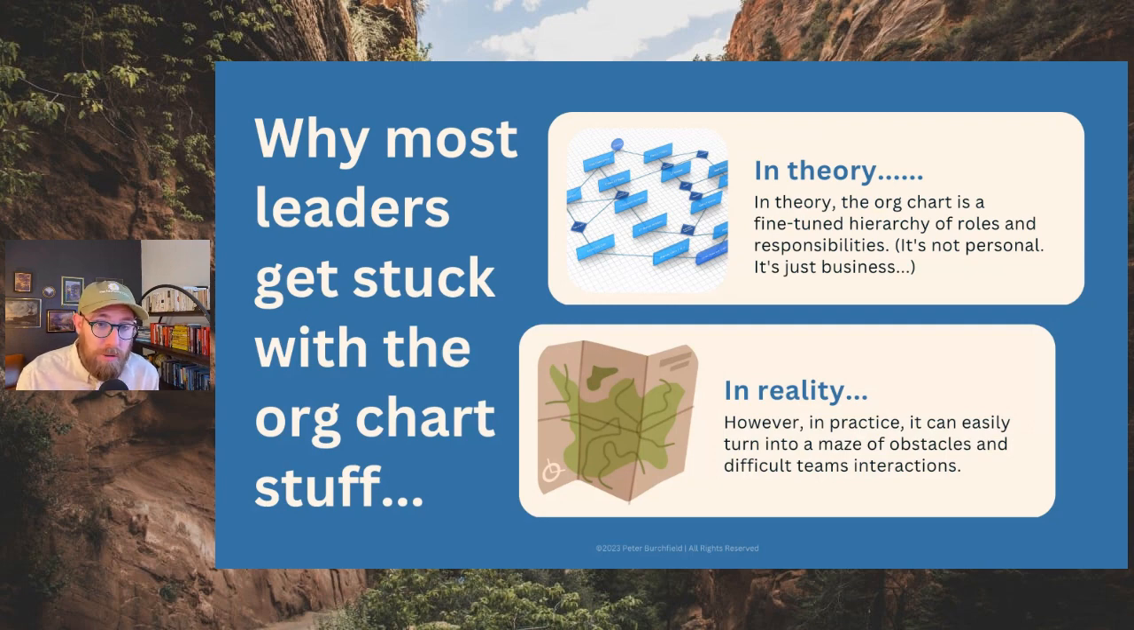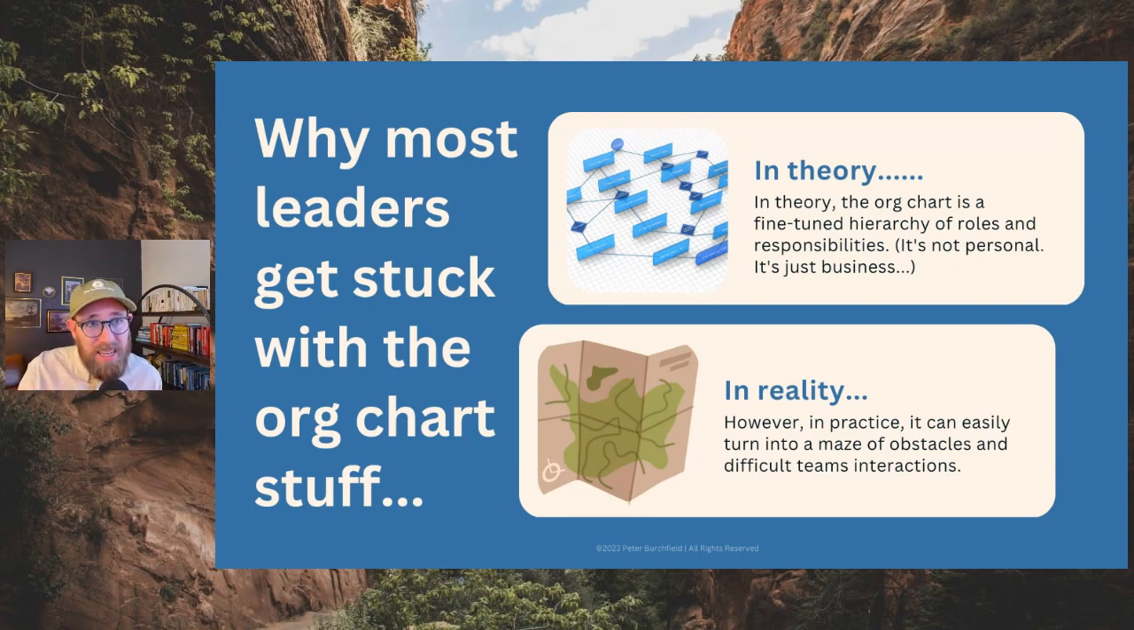And this is the coaching work that I do with a lot of the executive leaders. In theory, the org chart is supposed to be this very fine-tuned hierarchy of roles and responsibilities. And it's supposed to be perfect because we can just see it on paper. But the reality is the org chart is never perfect. It's always messy. It's always unfinished. And it's more of a map than it is anything else.